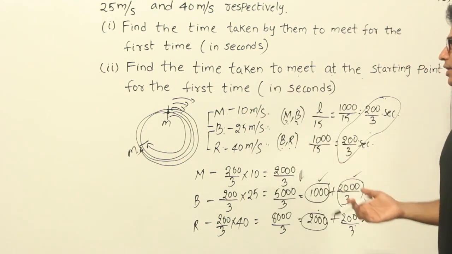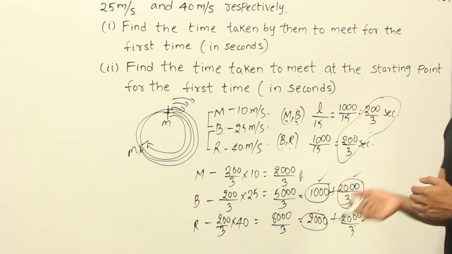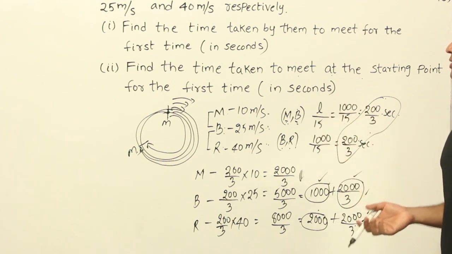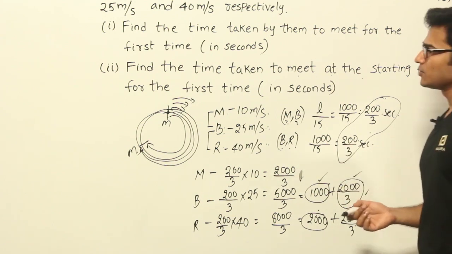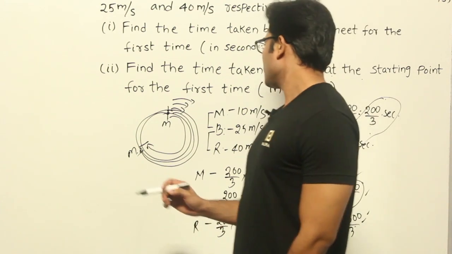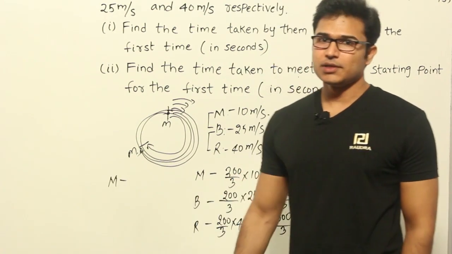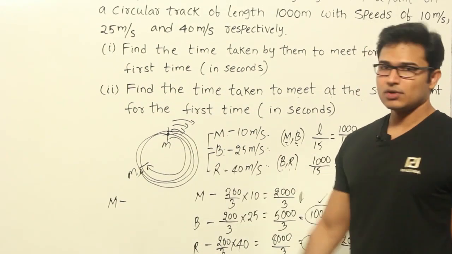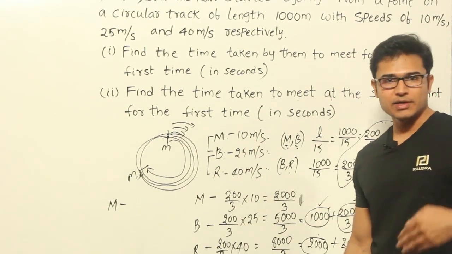So how does it work? You have to find out the time taken by each individual to complete a cycle, to complete a round, and then once you get that time, you just take the LCM, right? So how to do that is, time taken by Murali to complete one round will be distance by speed. So what is the total distance? Total distance is 1000, and what is his speed? 10. So 1000 by 10.